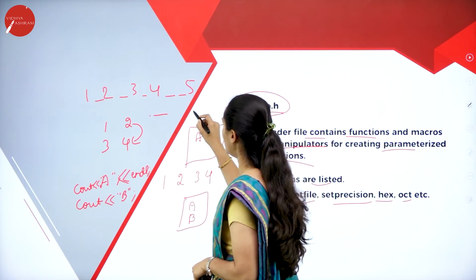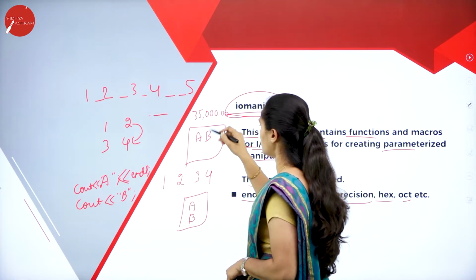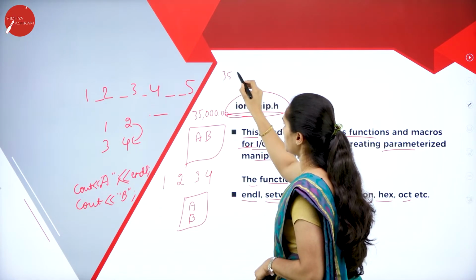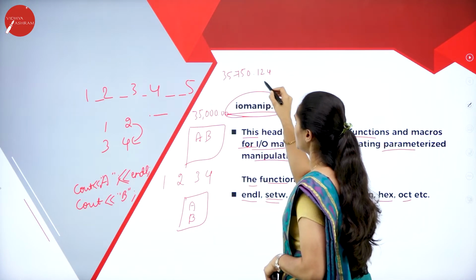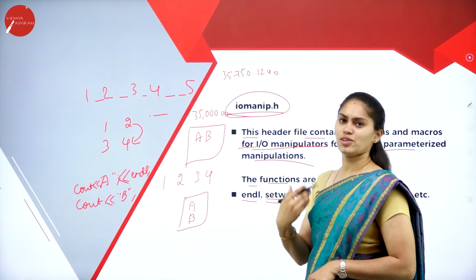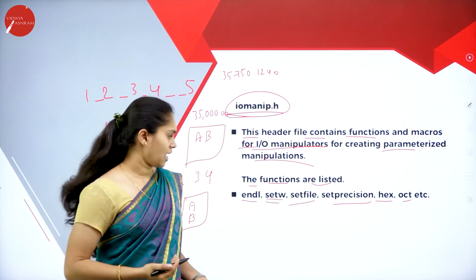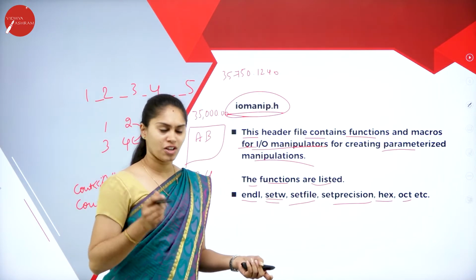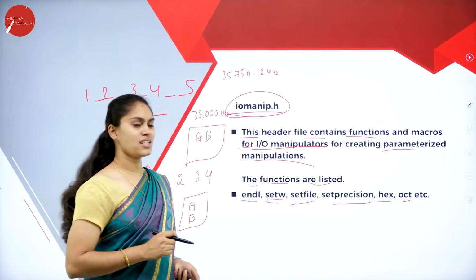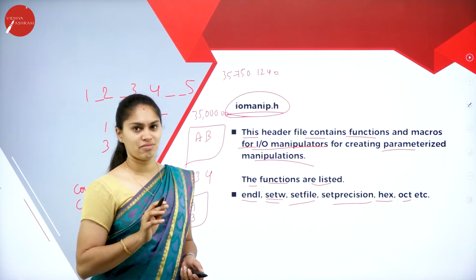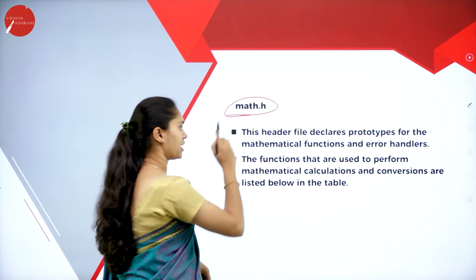For example, 35,000.00 after that, or 35,750.1240. So if you wanted to have a number of precision, then that can also be defined with the help of this set precision. If you are having any one of these functions in your program, then you have to include this iomanip.h header file. Okay, so we'll see the next one, that is math.h.